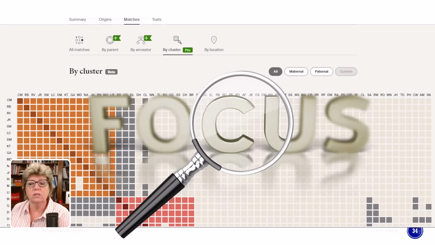My advice to you is to focus. Focus on one group at a time. Pick the part of the tree that you want to research, and then go find the cluster that matches that part of the tree. And just focus on that part of the clustering tools so that you can see if you can find some more clues in some of these DNA matches.